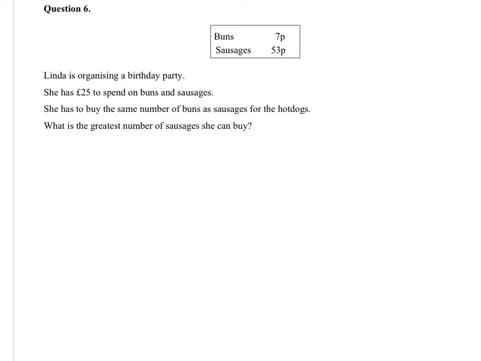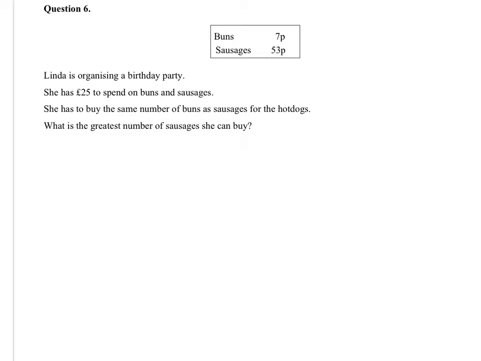Question 6 says, Linda is organising a birthday party. She has £25 to spend on buns and sausages. She has to buy the same number of buns as sausages for the hot dogs. What is the greatest number of sausages that she can buy? Well, we're told the price of buns and sausages. They're 7p and 53p.